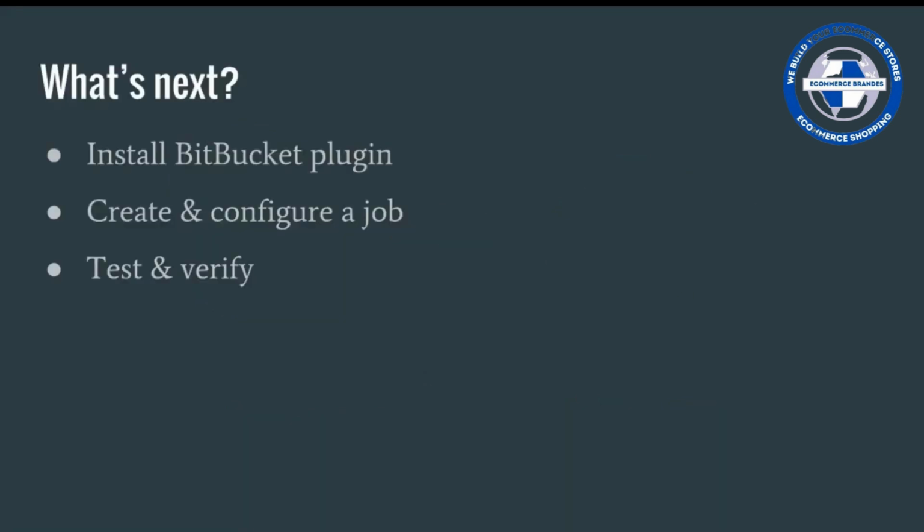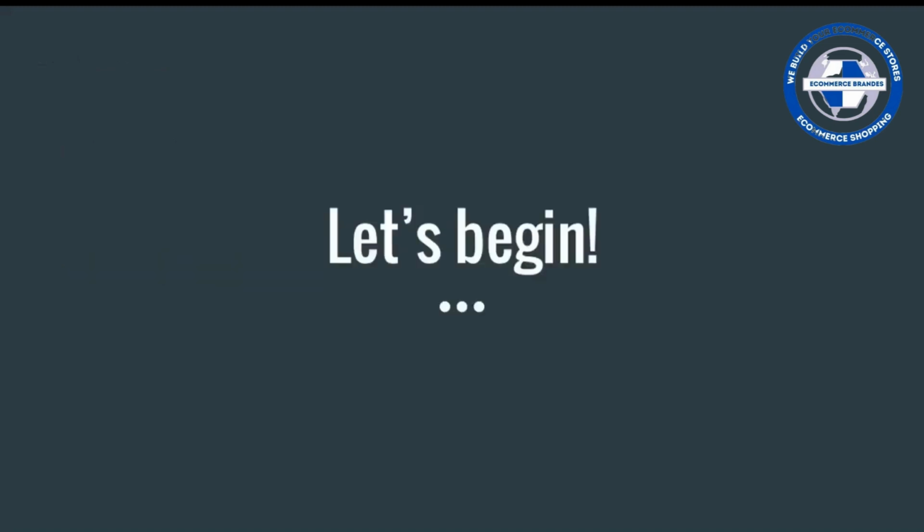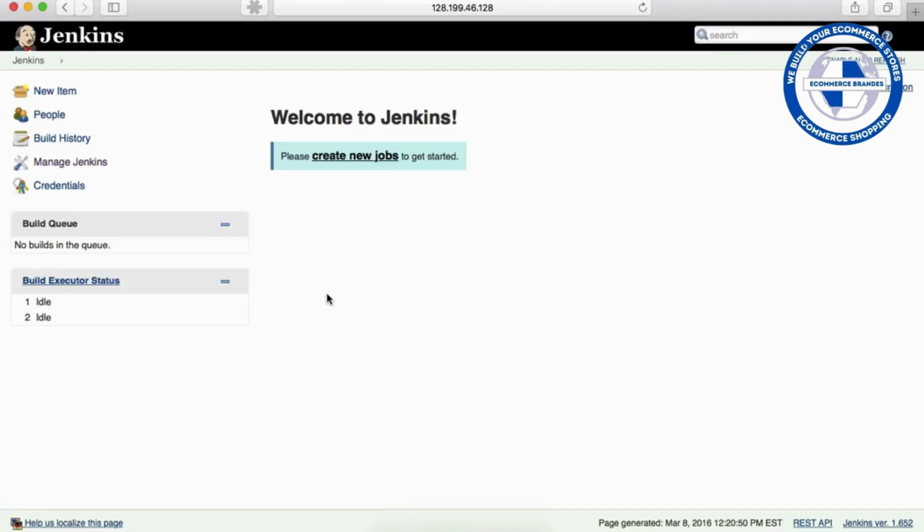So what's next for this video? I'll start by installing the BitBucket plugin for Jenkins. This plugin makes sure that Jenkins is listening for messages that are coming from BitBucket. Then I'm going to create a new job and configure it. And after that, I'll test and verify that everything is set up correctly. So let's get going. So here I am at my Jenkins installation, and let's start by installing the BitBucket plugin.